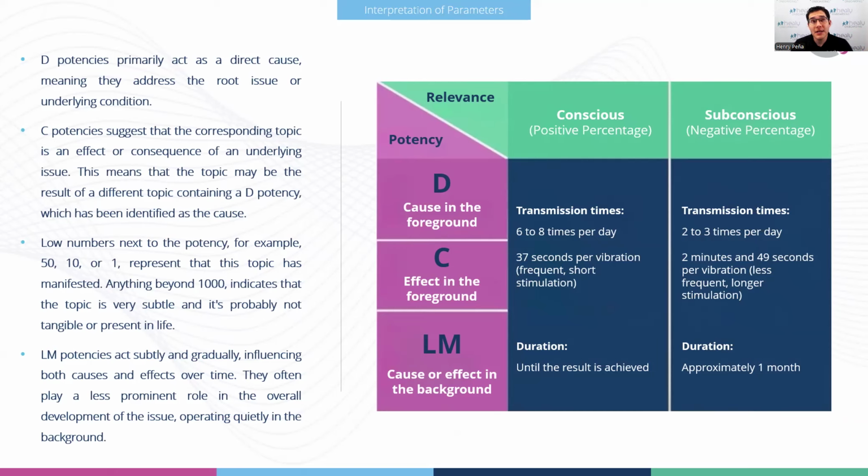So the thing is that sometimes you will be getting multiple results, right? And one of them may be a conscious topic, meaning it has a positive percentage in the relevance. And sometimes you may get a subconscious topic, meaning it has a negative percentage in the relevance. So then what do I do here? Left or right? So that's why I use this only as a reference for the most part.